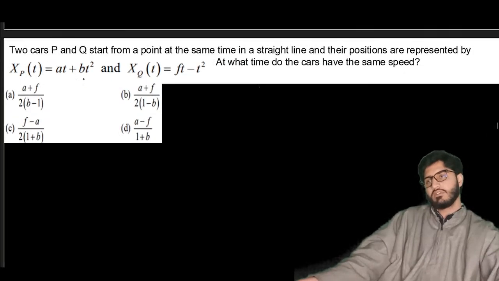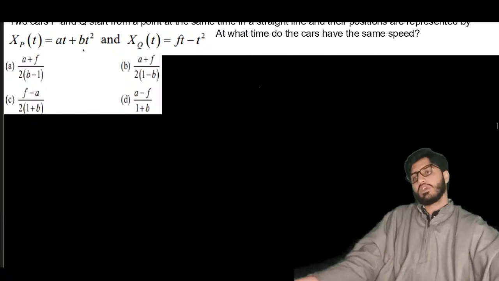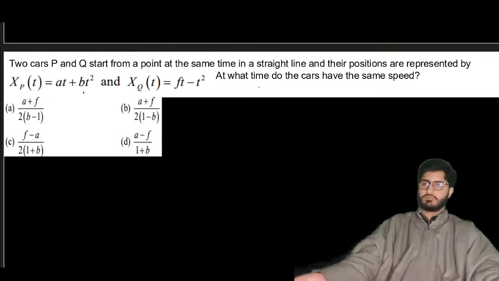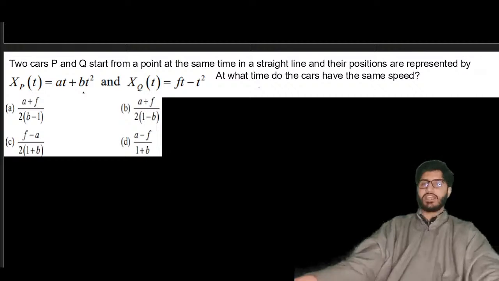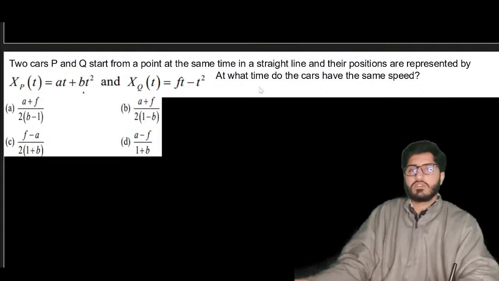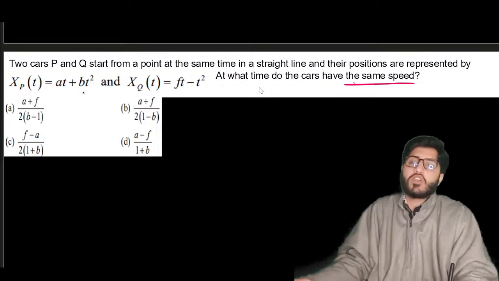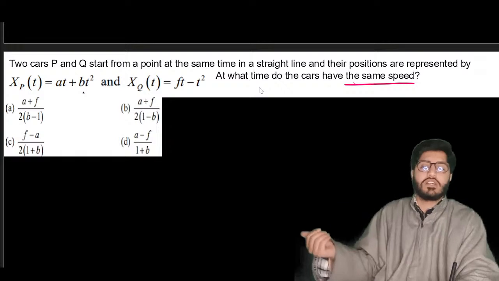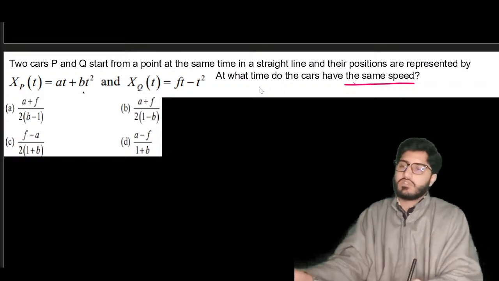Next numerical. We have two cars, P and Q, that start from a point at the same time in a straight line, and their positions are given by the functions x_p and x_q. At what time do the cars have the same speed? So they should have the same speed. Where to find that time? Position is given to us, and how can we get the velocity now? We differentiate it.